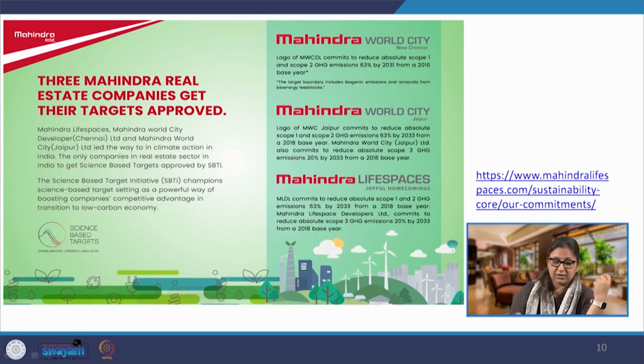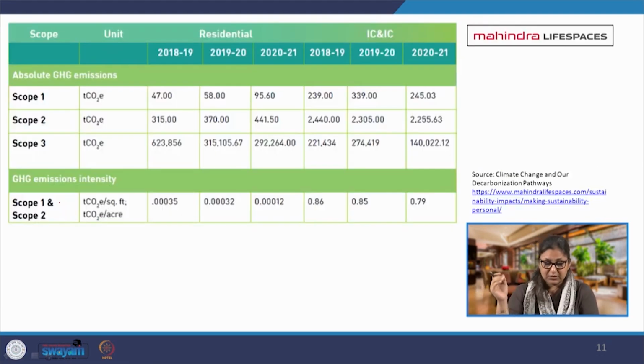So, Mahindra real estate companies, multiple companies under the bigger brand of Mahindra Real Estate, they have committed to reduce the greenhouse gas emissions. They have set open targets for themselves, publicly declared targets, and they have committed themselves to set science based targets for reducing the emissions, and they are one of the champions in doing so.